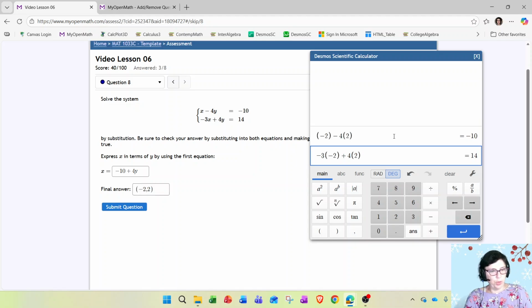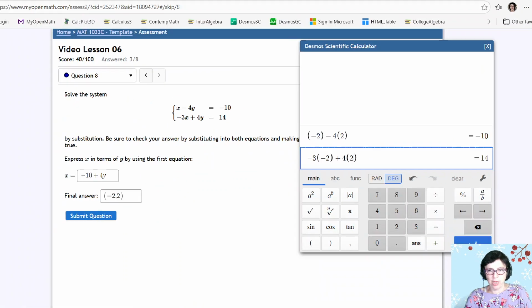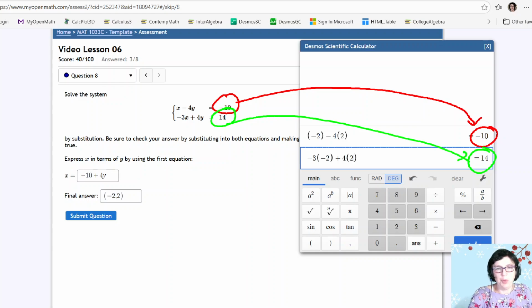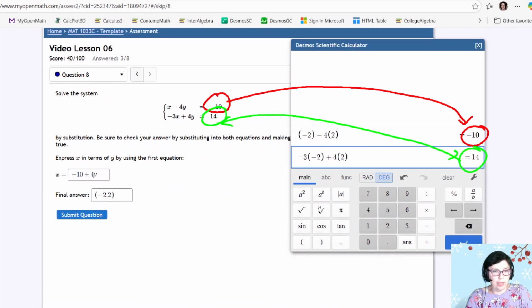Now, I am looking for a match, right? So when you look over here, you can see that this negative 10 is matching with this negative 10. Okay, now 14 matches 14 also. And because both of them match, I am sure I got this correct.